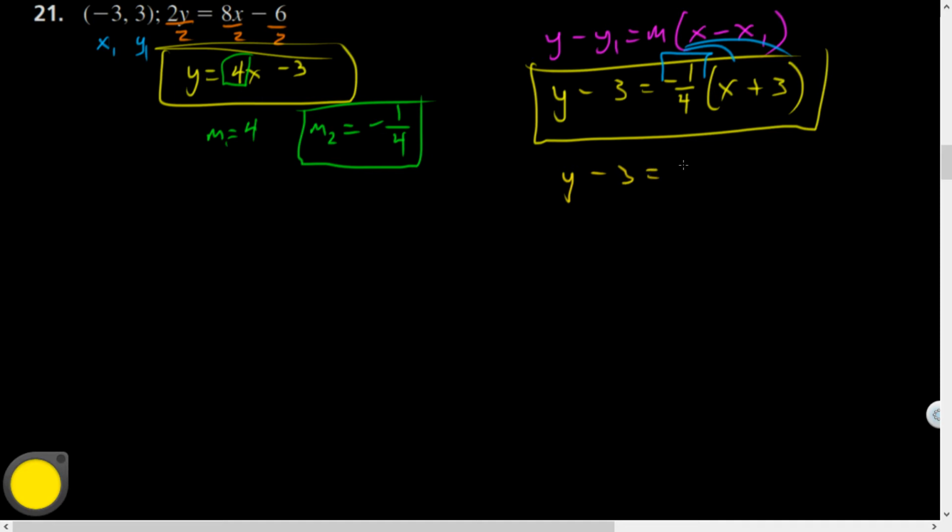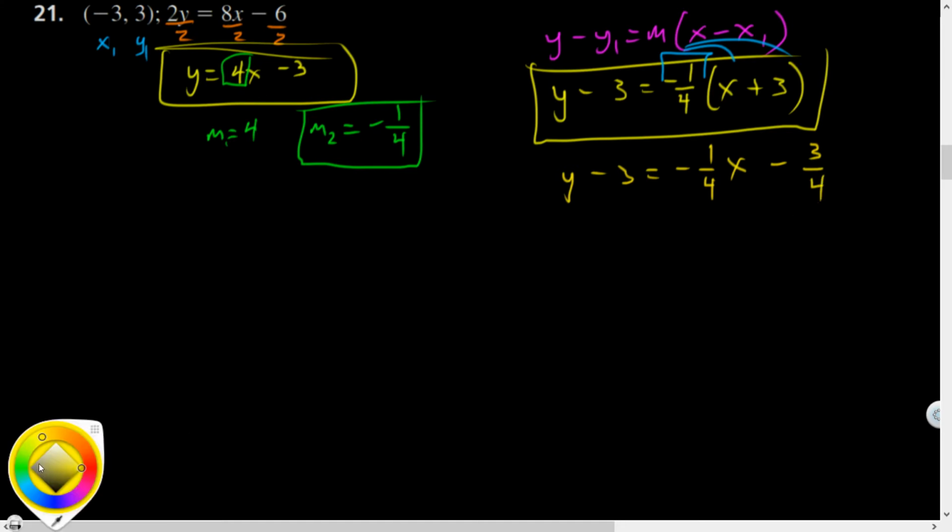Y minus 3 equals -1/4 x, minus 3/4. And now adding 3 to both sides.